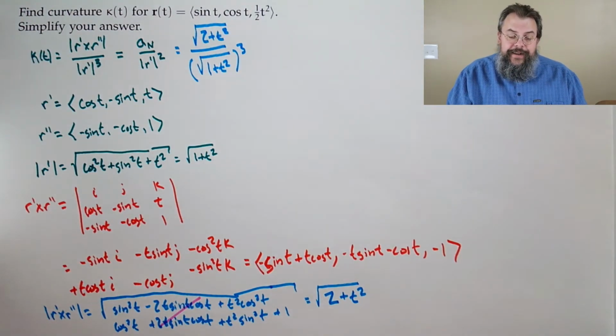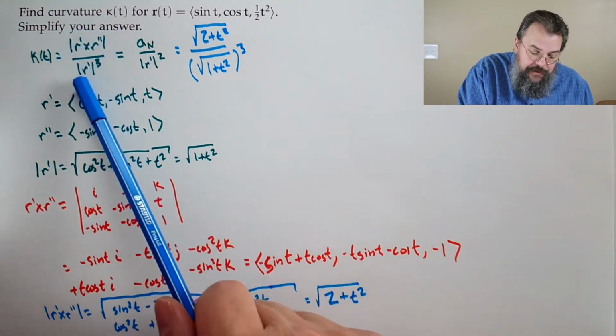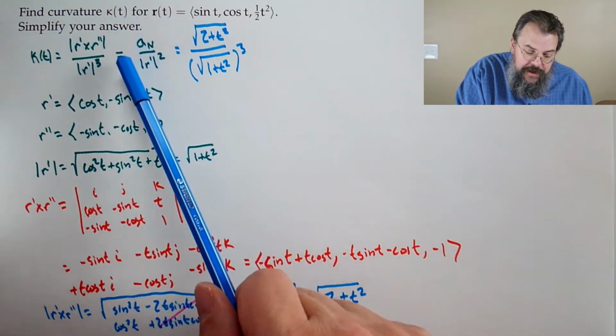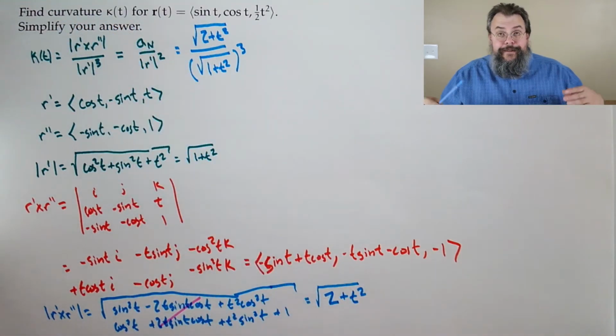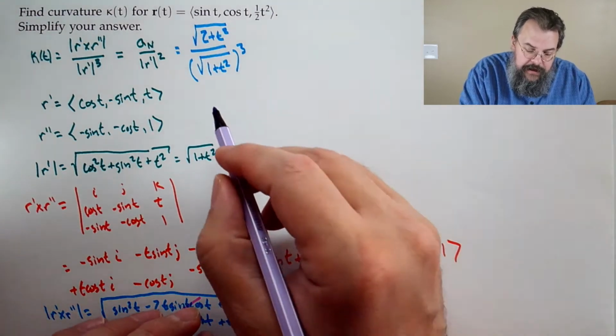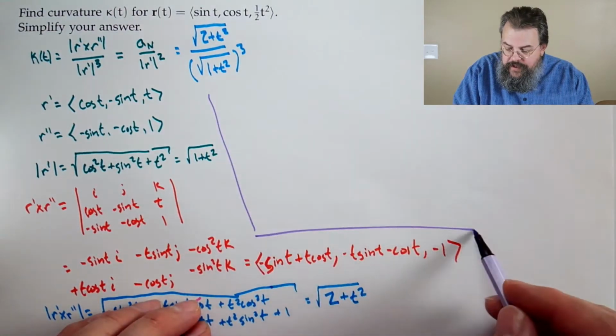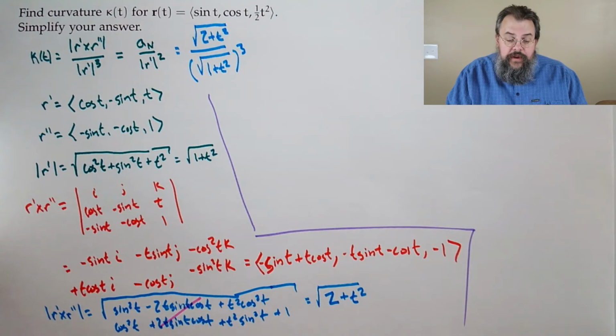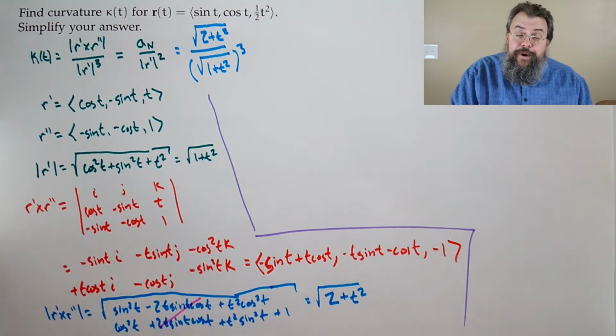Okay, now that's if we use this formula. What if we went this route? Well, let's go there and let's see where we end up. So to get there, how do we begin? We'll give ourselves some space here. We start with the magnitude of r prime.